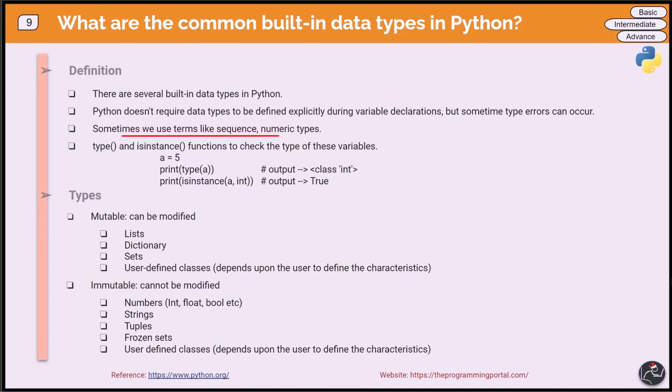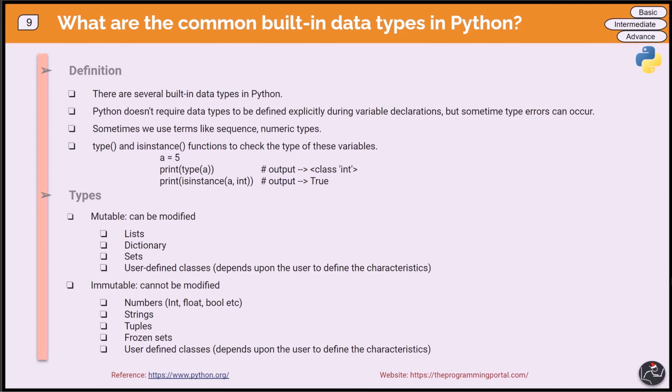Sometimes we categorize our data types like sequence data types, numeric data types, etc. We can use the type or isinstance method to check what is the data type of the variable. The interviewer can ask you to differentiate mutable and immutable. So you can answer what we have learned in one of our earlier questions.